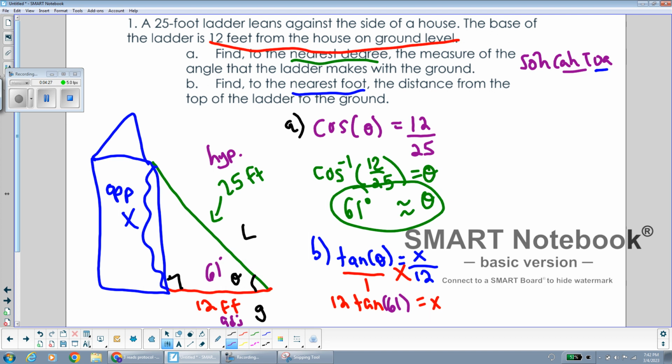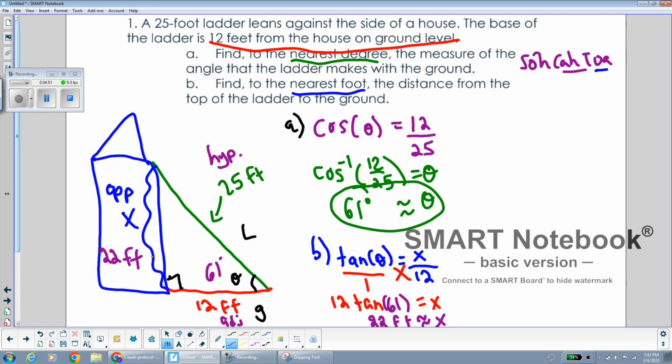I'm going to plug this into my calculator. 12, tangent button, TAN 61 in the parentheses, and I'm going to hit enter. It does say to round to the nearest foot. I got 21.6. So x is approximately 22 feet. So I found that this is approximately 22 feet.